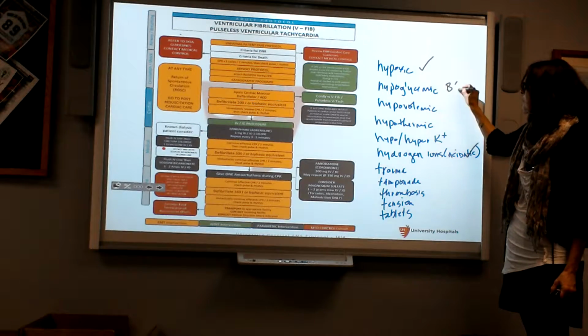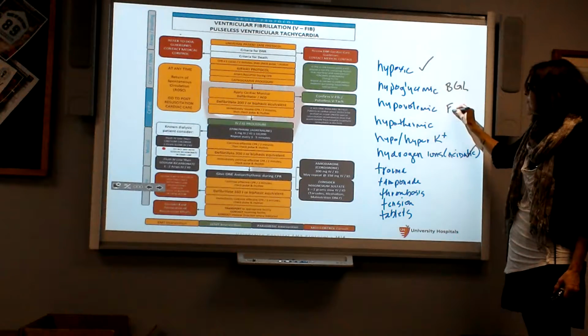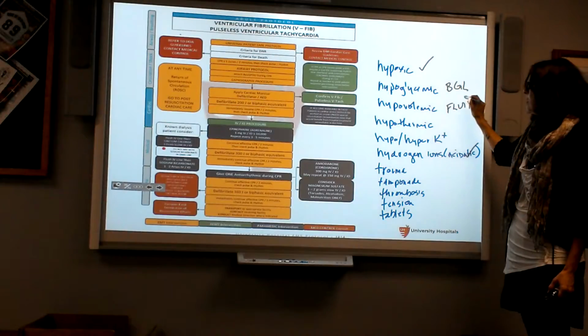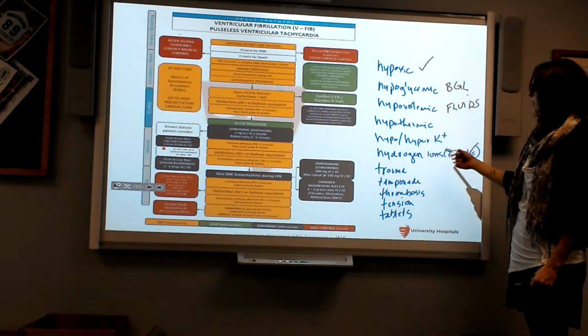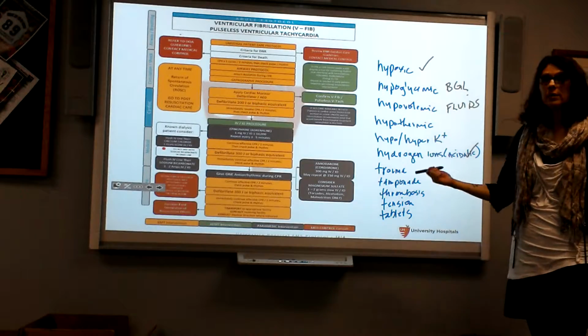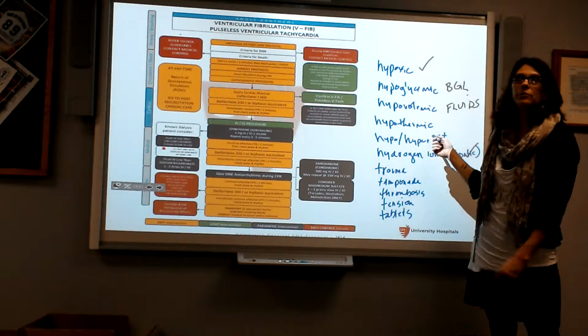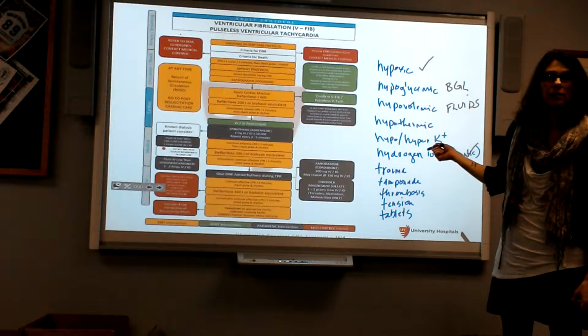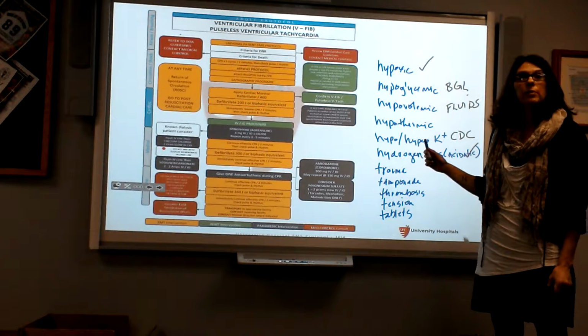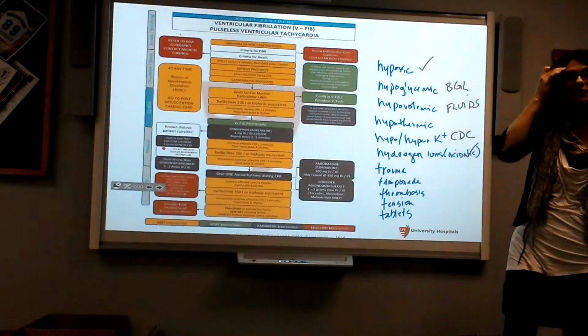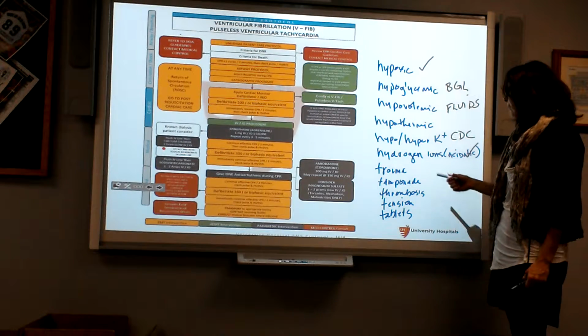Hypoglycemia, check the blood glucose level. Hypovolemia, give fluids and get a history. Hypothermic, they're not dead until they're warm and dead. And where'd you find them? You know, that's a big thing too. Hyperkalemia, where'd you probably pick your patient up at? Dialysis. CDC somewhere. Especially, you know, that's what we're looking for.